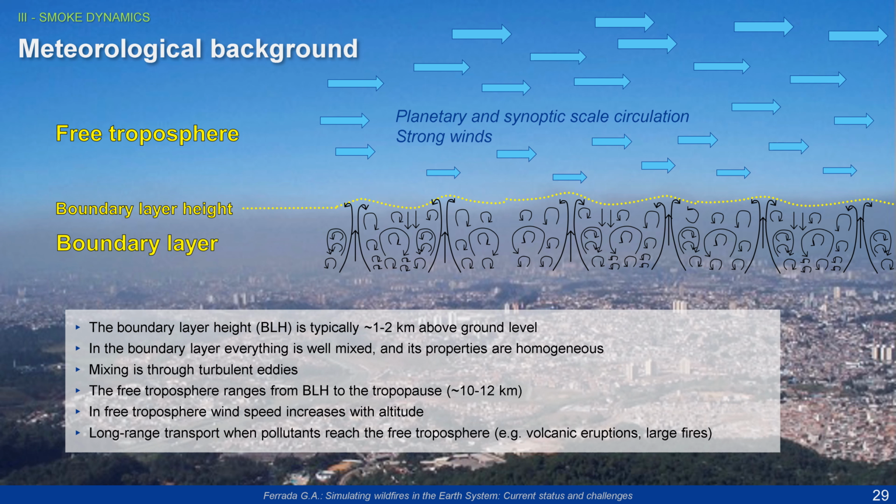The importance of this is that when pollutants stay in the boundary layer close to the surface, their effects are local. But when they reach the free troposphere, they can be transported up to thousands of kilometers away from the source. For example, volcanic eruptions or the fires that I showed at the beginning of this presentation injected material into the free troposphere or even the stratosphere, which then transported the smoke miles away.